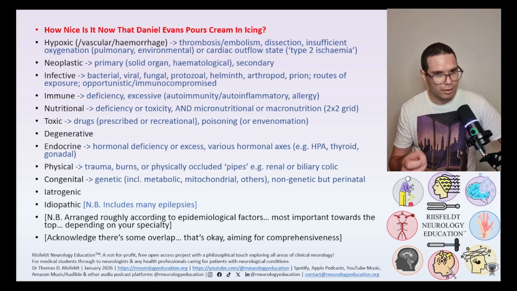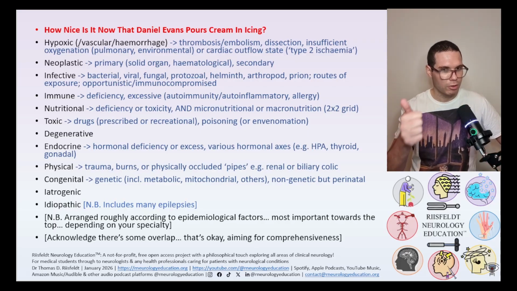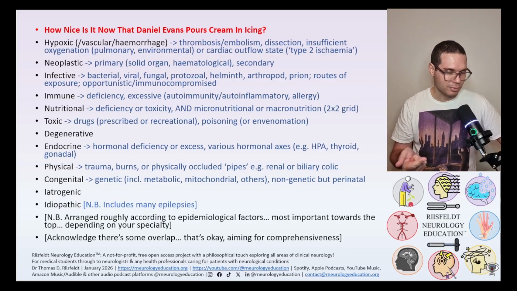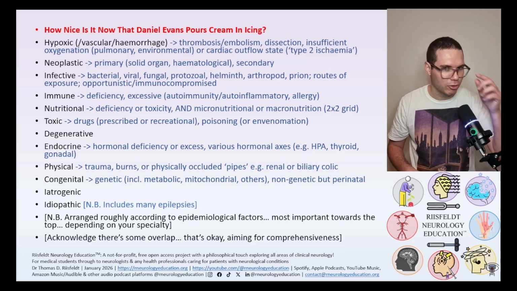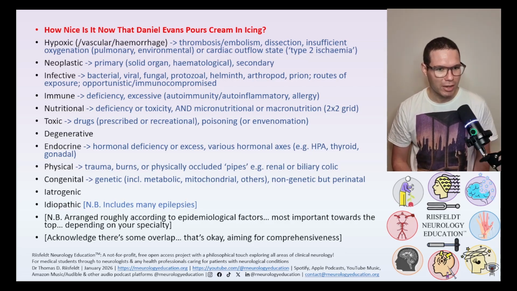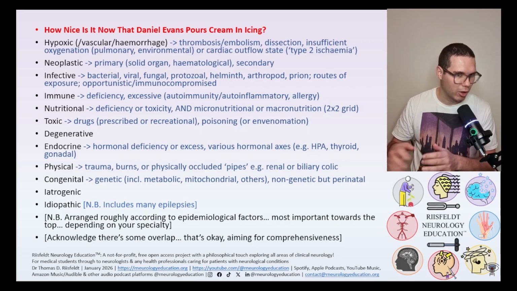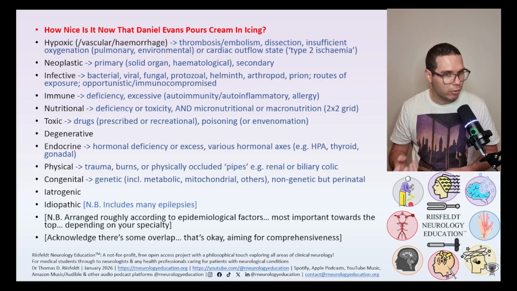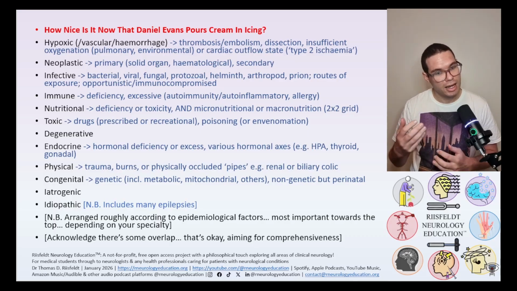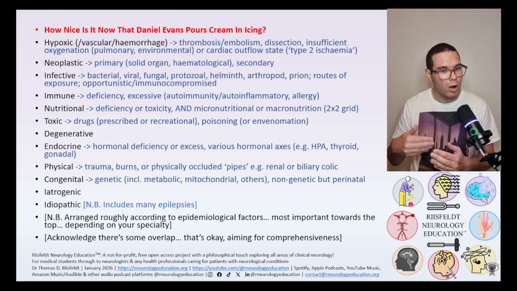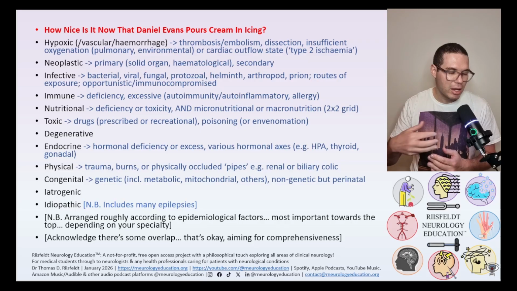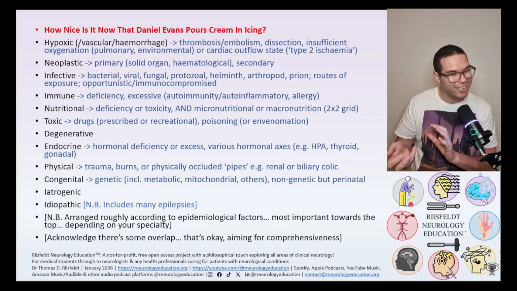Then toxic is broken down into 2. So you've got drugs, which can be either prescribed or recreational drugs, and also poisoning. And we'll put in envenomation there as well, especially because I'm Australian, you've got to have envenomation on the list. Then degenerative, that doesn't have any further subtypes. Then endocrine, so this can be, again, a hormonal deficiency or a hormonal excess. And there are various hormonal axes that can be considered.